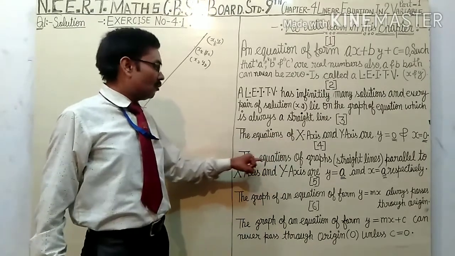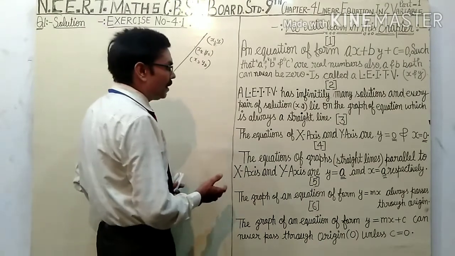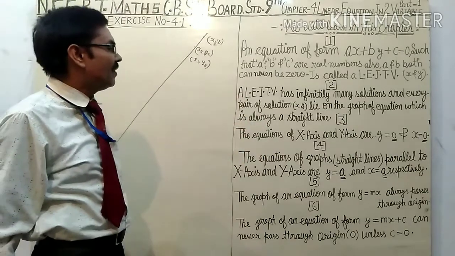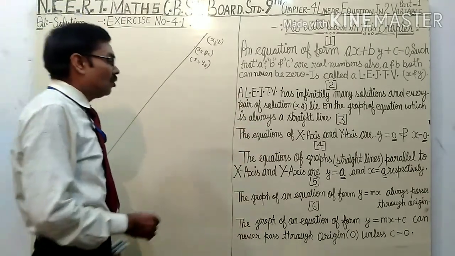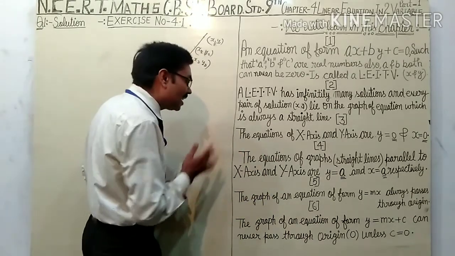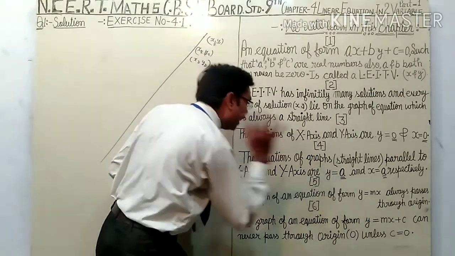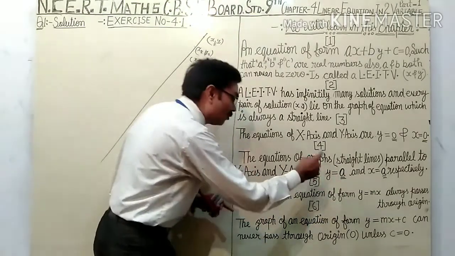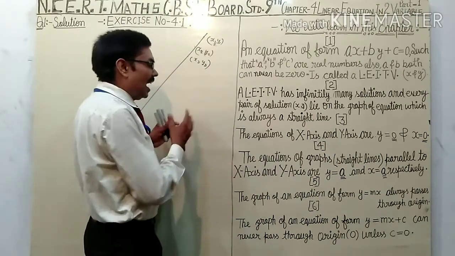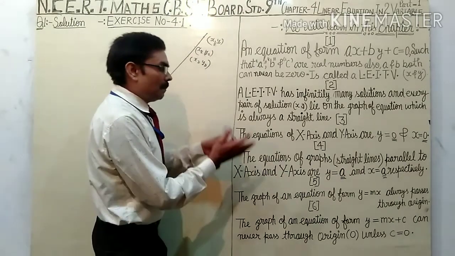Next, the fourth point. The graphs of these equations are always straight lines, because they are plotted on the basis of a given linear equation in two variables, and they always give a straight line. If the graph of an equation is parallel to the x-axis, then its equation will be, just opposite to x, y equals a. If you are given an equation in the form y equals a, then the graph will be parallel to the x-axis.